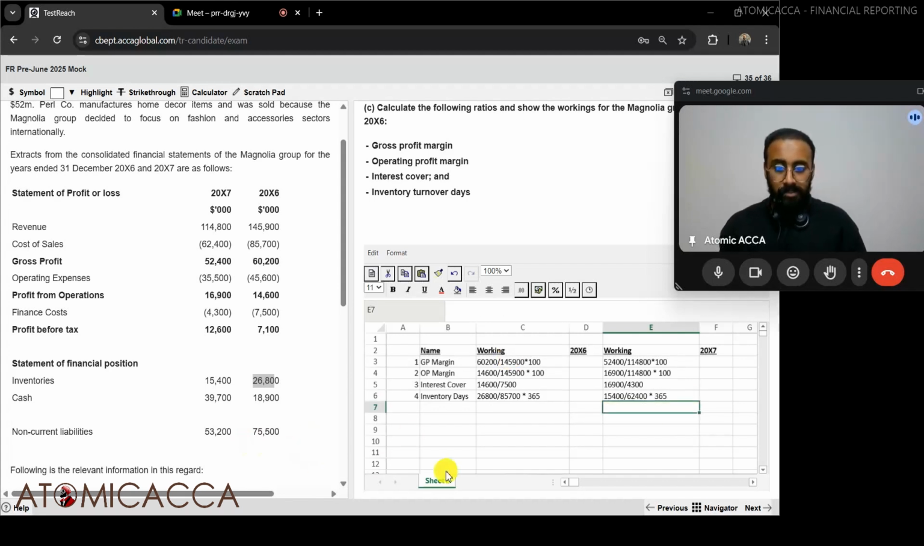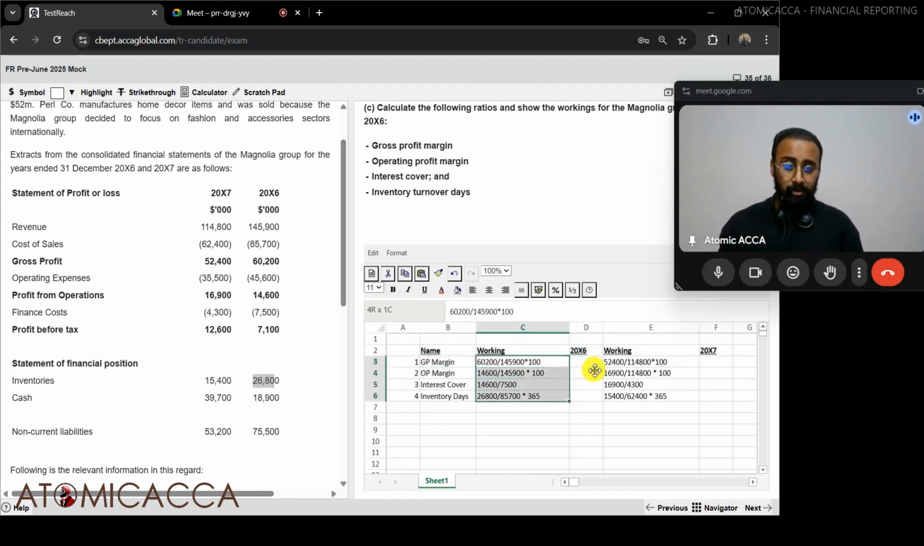So we got our workings correct. Why is this working very important? Because if I wrote the workings over here and I end up writing the wrong final answer, I'll still get marks, because the examiner can check what numbers I've used and maybe I've just copied it wrongly. But if no workings are available, then it becomes a problem.